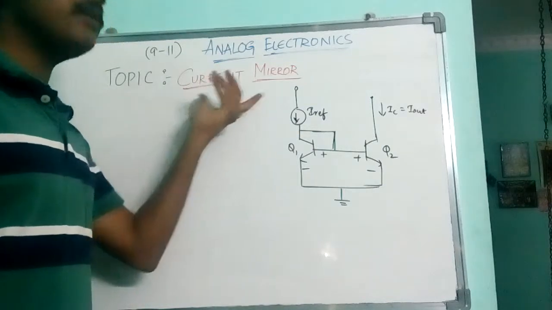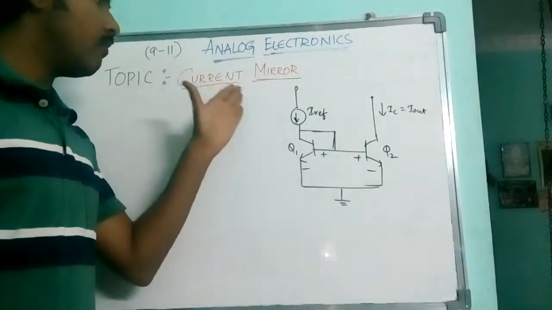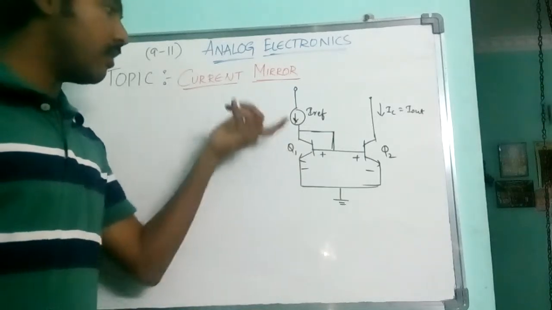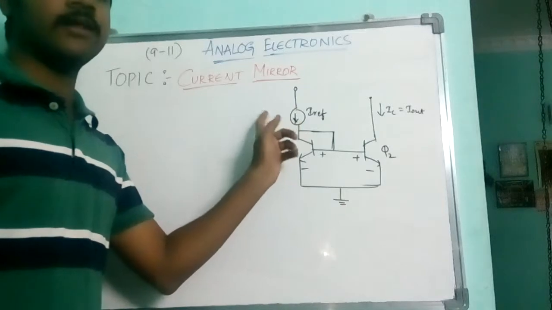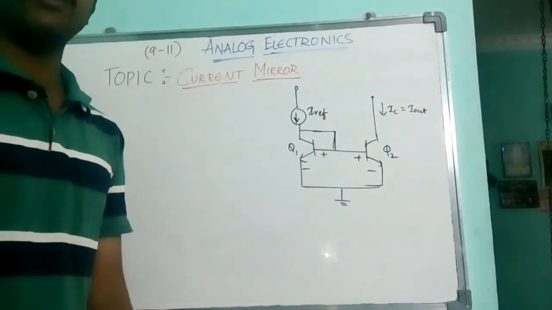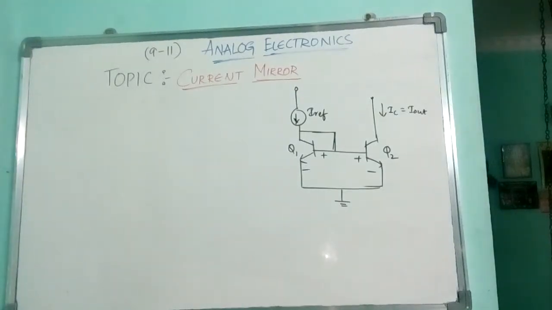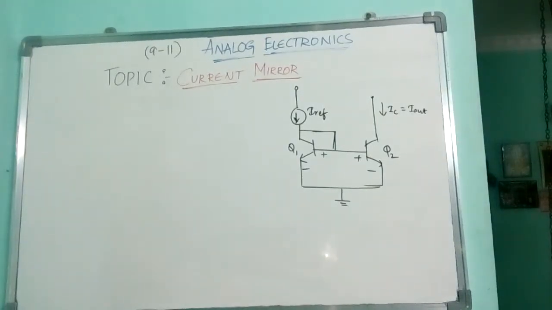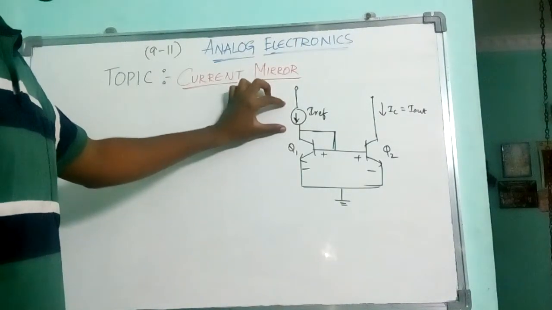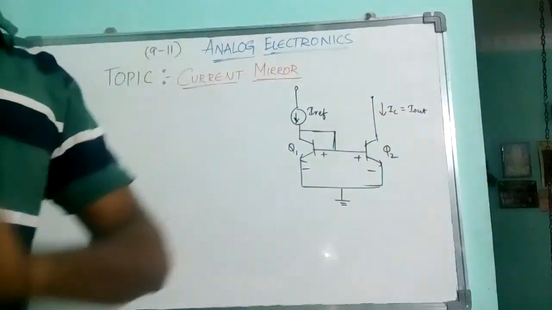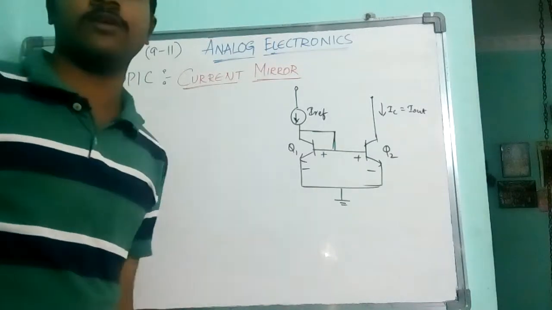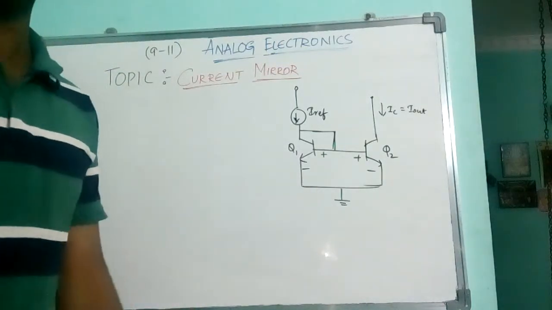So what is a current mirror? It's saying current mirror. That means if I give some current at the input side, or at the reference point, I need to get the same amount of current at the output point. That is called a current mirror circuit. In order to get the same current which I am getting at this reference point, I need to form a circuit called a current mirror circuit. For that reason we use current mirrors.